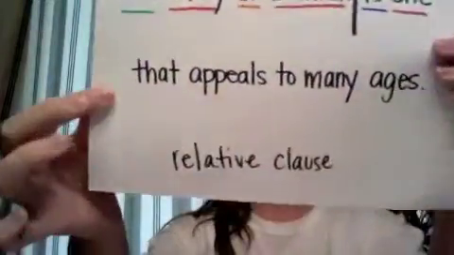And I will write that down for you so you can see it. This is a relative clause. It relates something to another part of the sentence. You see relative clause. Okay, so let's talk about our relative clause. The word that is a relative pronoun. It's my subject of that clause. Appeals is my verb.